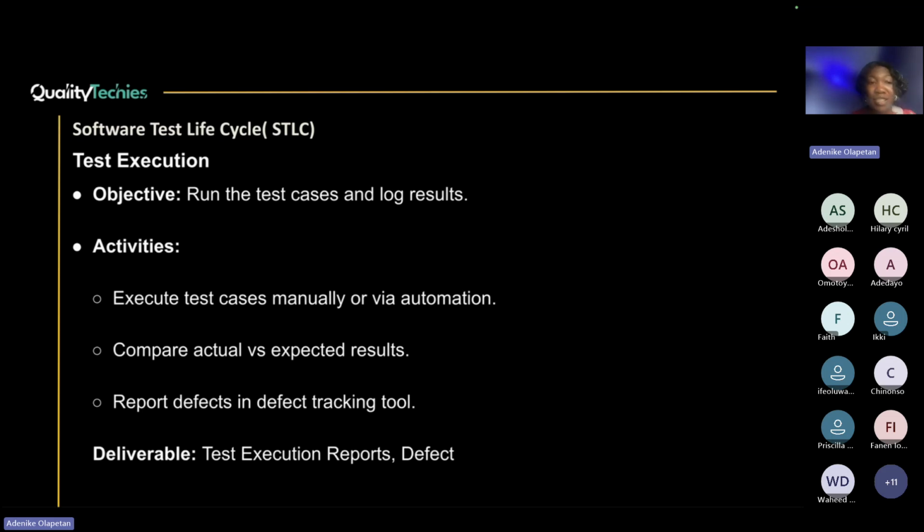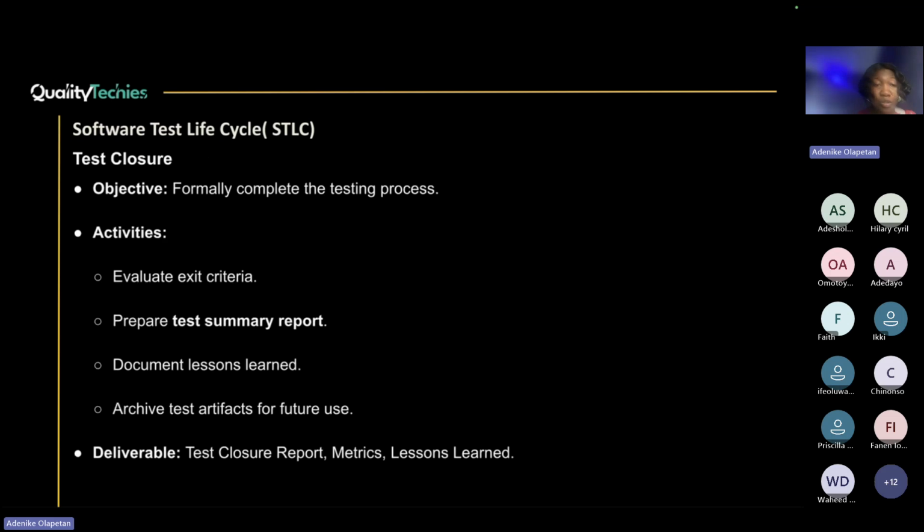Once that is done and you have 100% coverage, the next thing you should be planning is test closure, which is for you to formally complete your testing process. So you ensure that the exit criteria are met. Part of the criteria, as I mentioned, is that you have 100% test coverage and there is no open issue.